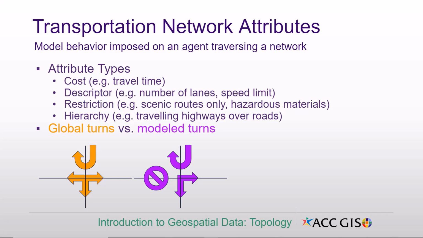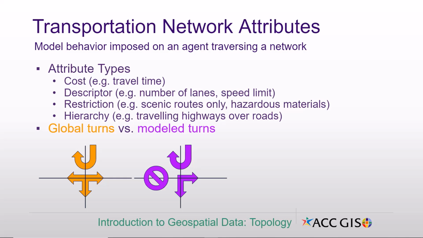Transportation network attributes model behavior imposed on an agent traversing a network. The types of attributes that we can model include cost, for example, how long it takes to travel along an edge, the number of lanes or the speed limit, for example, whether there are any restrictions on the route. If you have restrictions, you could route a vehicle that has hazardous cargo to use only the hazardous material routes, for example, or hierarchy. Hierarchy allows you to impose a hierarchy on your system. For example, where traveling highways might be valued over traveling roads. So even if it's the same amount of time to go the highway or the roads, you can set a hierarchy where you'd always pick the highway.